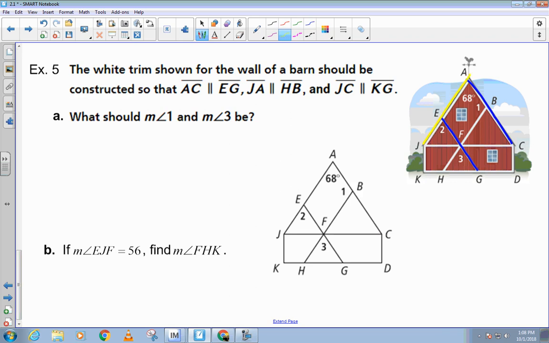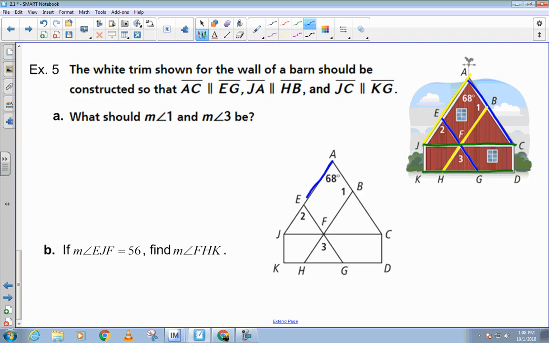needs to be parallel to HB, and JC needs to be parallel to KG. Okay? So those are my parallel lines, alright? Now, I want to come over here and I want to figure out what angle 1 and angle 3 should be. Okay? And sometimes, like I said, it helps to highlight the lines that create the angle.